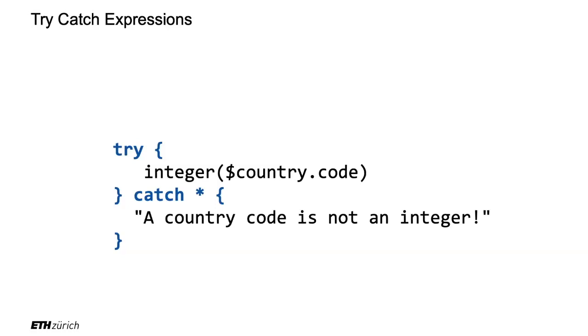For example, imagine here we try to cast a country code to an integer. It might not work because the country code is not an integer. That would return an error. But if I catch this error, then instead of throwing the error, I'm going to return a string that says the country code is not an integer. That's the try-catch. It also exists in many languages, Java, JavaScript, and so on.